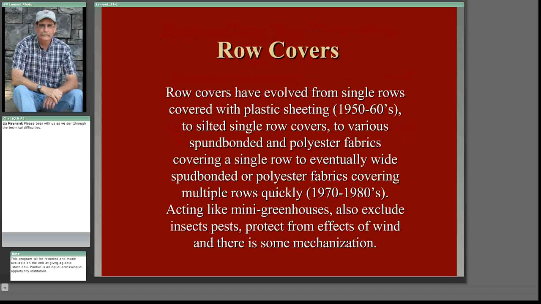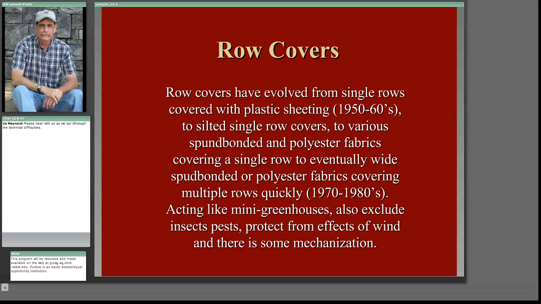Row covers evolved back in the 1950s and 60s out in California, with Bernard Hall doing it with cucumbers and tomatoes in San Diego County. Then we moved to slitted row covers, to various spun bonded and polyester fabrics that came out of the diaper industry. If you didn't realize, that's where your floating row covers and some of your single polyester type materials came from. And then we eventually went to very wide spun bonded, where we could cover multiple rows very quickly in the 70s and 80s.